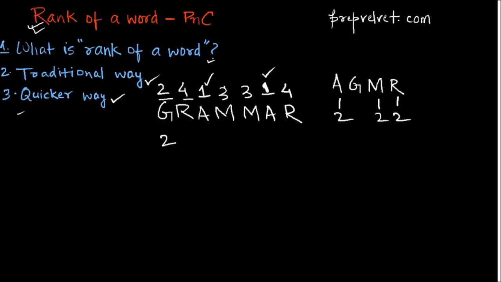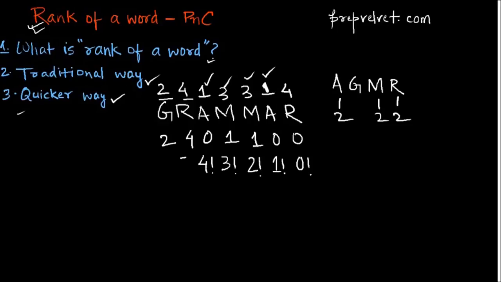Here 4 is greater than 1, 3 and 1. So write 4 over here. A is not greater than any of these, so write 0. M is greater than A, so 1. Again M is greater than A, so 1, 0 and 0. Write 0 factorial, 1 factorial, 2 factorial, 3 factorial, 4 factorial, 5 factorial and 6 factorial.